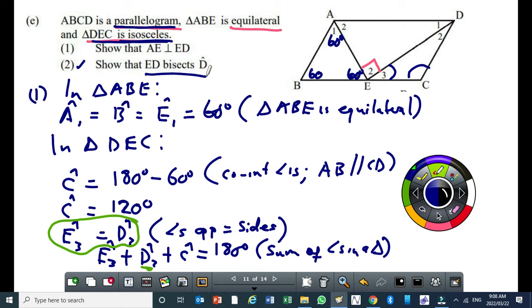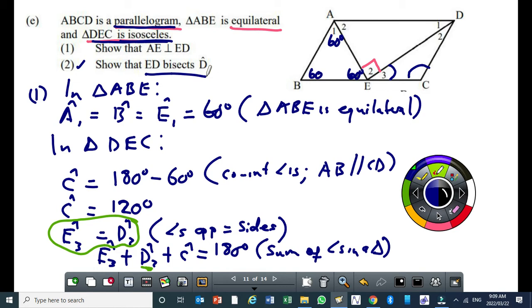So all we have to do is show that the size of D1 is equal to the size of D2. Okay, so we need to calculate the sizes of angles D1 and D2. If they are equal, then indeed we can say that ED bisects angle D. Right? Because here we have got specific values of angles, it means we have to do a calculation.